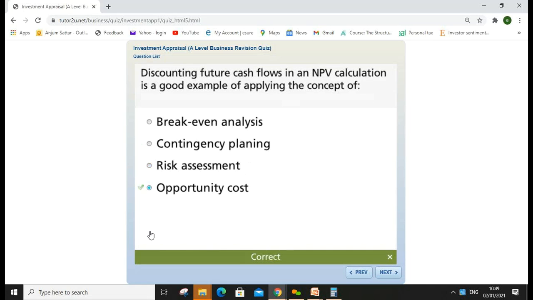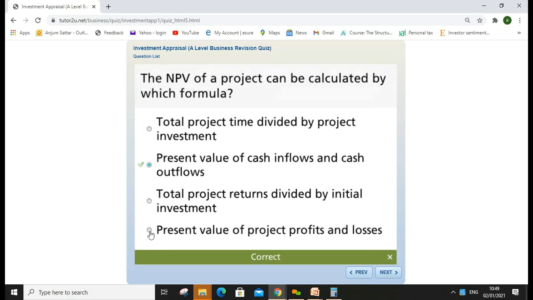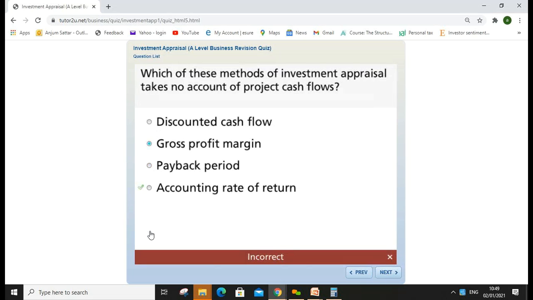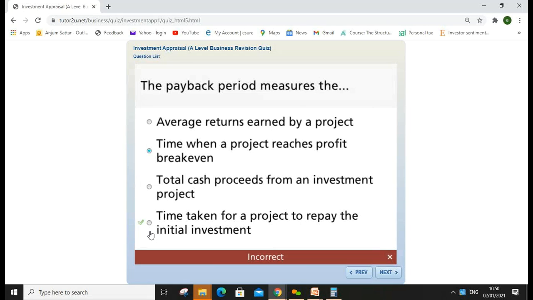Okay, opportunity cost was correct because this is the opportunity we're missing, which we said. Well done, that's correct. And that was ARR. ARR does not account for the cash flow. It only says what you invest, what profit. The profit can be from credit sales, maybe you get the cash in the future. Your average return.